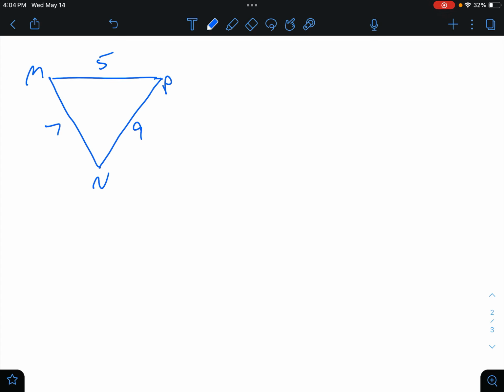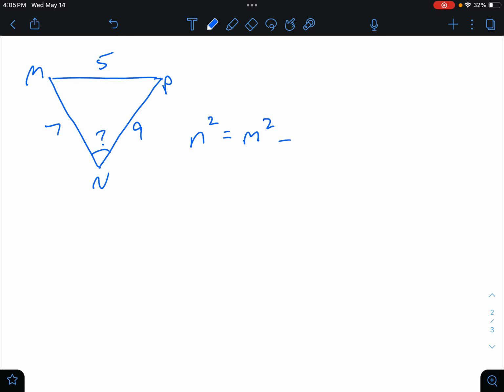So this is a cosine law scenario because I know all 3 sides. I don't know any angles inside of it. Now, we can find any angle we want, but I'm going to look for angle N. That's the one I'm going to get right here. So if I need to find angle N, that means my formula must begin with a little n. So we're going to say it's n squared equals. It's the square of the other 2 sides.